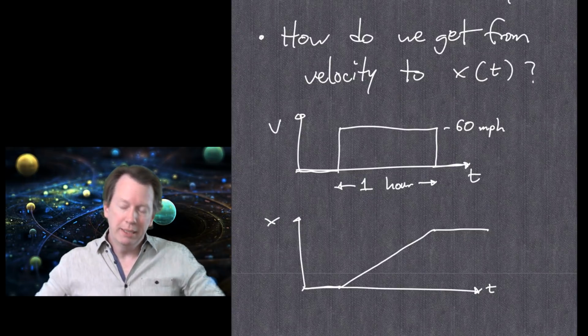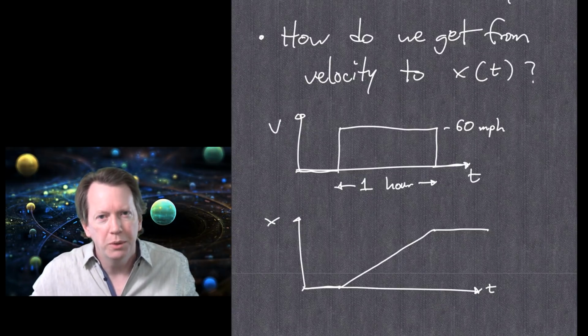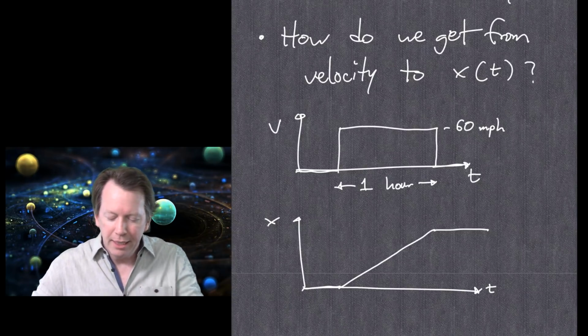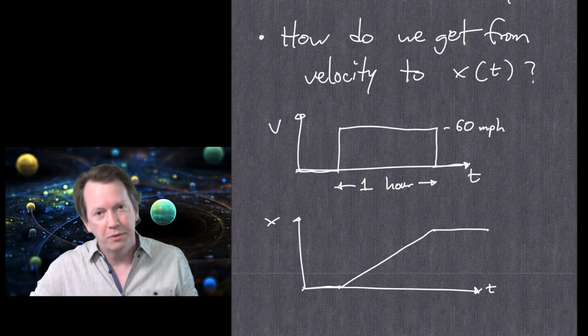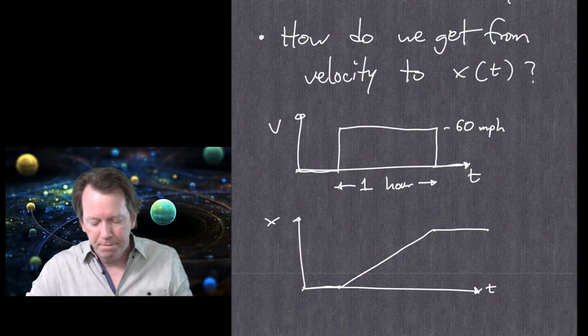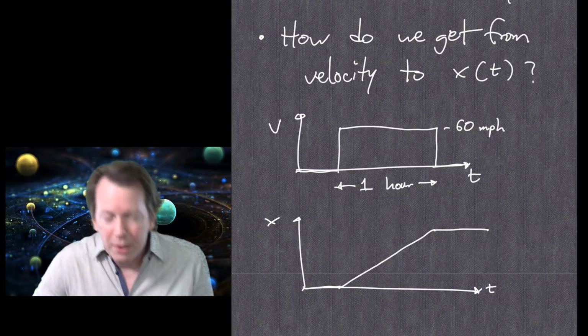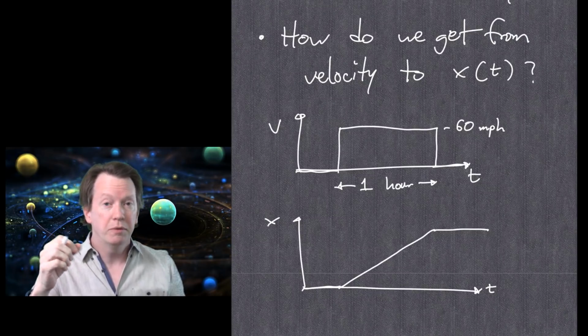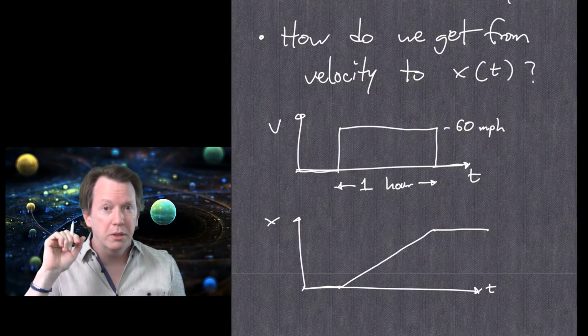That is the answer. I mean, that's just sort of intuitive. We sort of know that. That's what it means to be moving at 60 miles an hour. The point is, the slope of this x of t curve is the velocity. And if you think about what it means when we said derivatives and integrals, derivatives are the slopes of curves, integrals are the area under the curve.